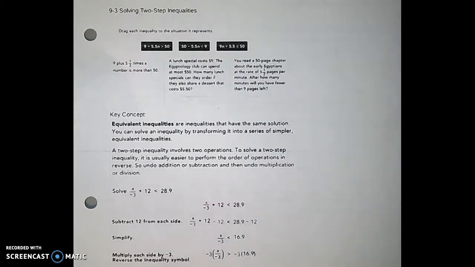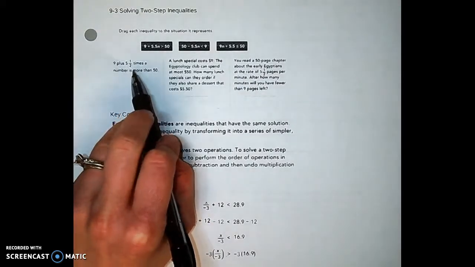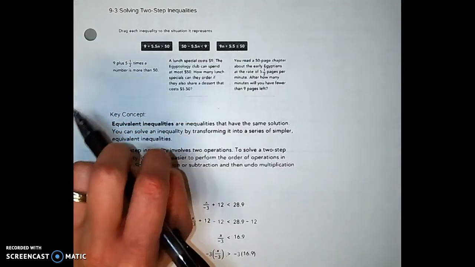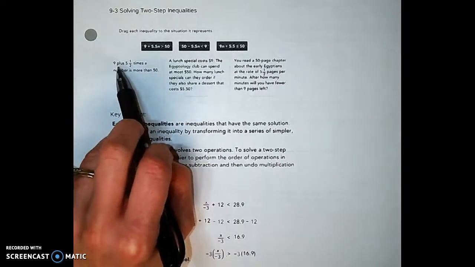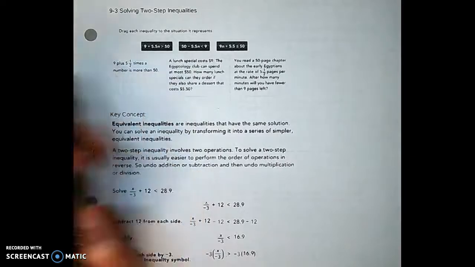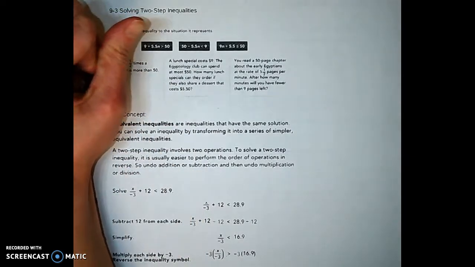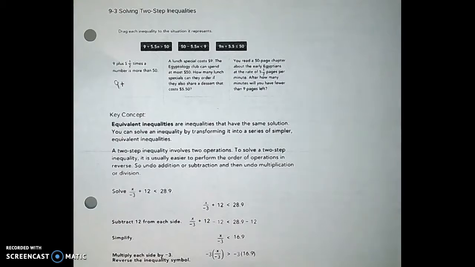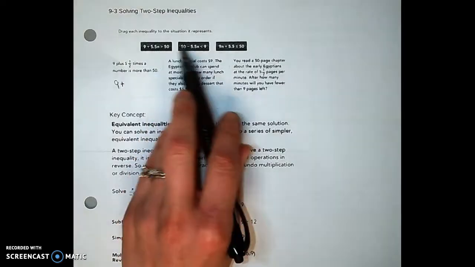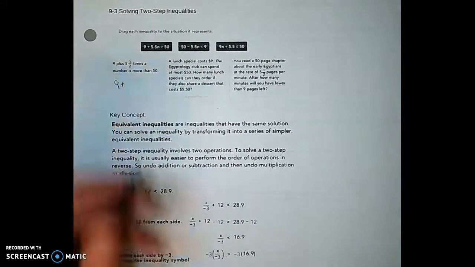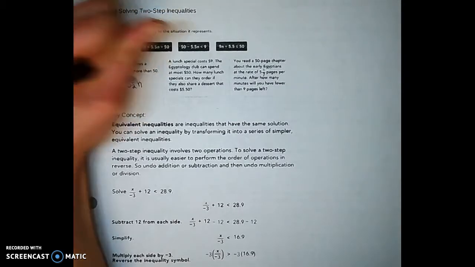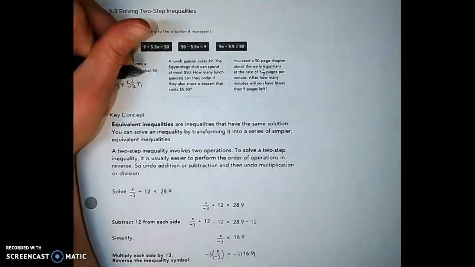So our first sentence reads, 9 plus 5.5 times a number is more than 50. So I can actually write that directly as an inequality. I see 9 plus, so I know that's 9 plus 5.5 times a number. We don't know what that number is, so that's where we're using a variable. And since in all these cases we're using n, I'm going to use n here. So I have 5.5n is more than 50.